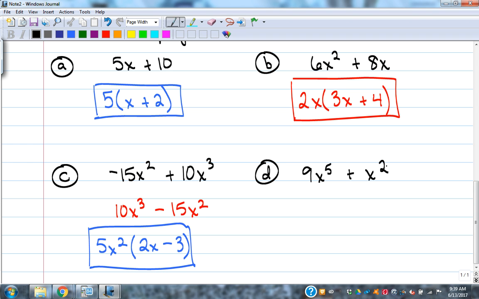9x to the fifth plus x squared. Is it in descending order? Yes. Yeah, so we're good there. We don't have to do anything.